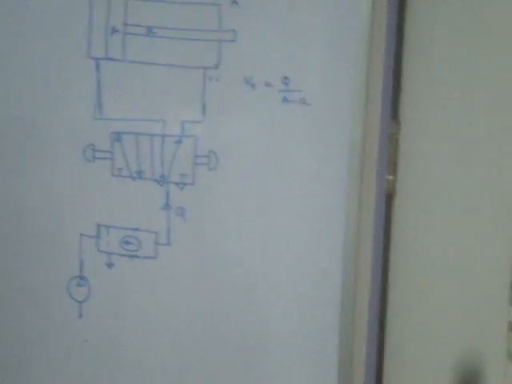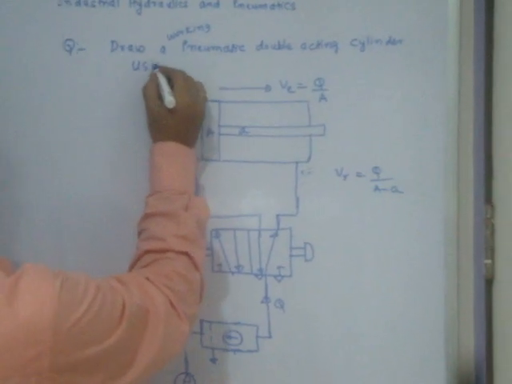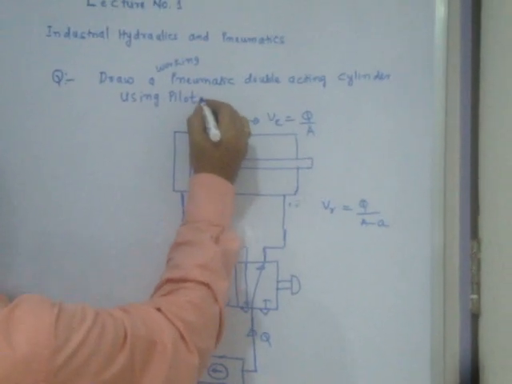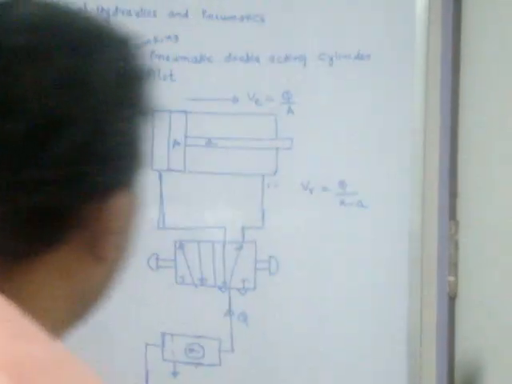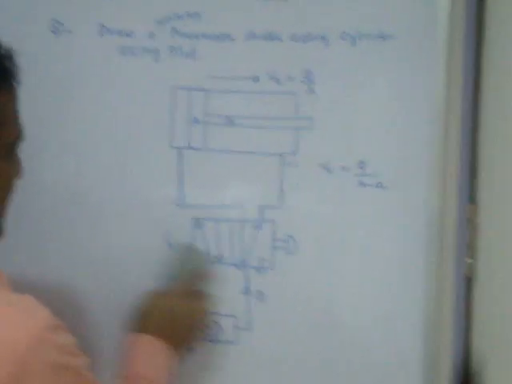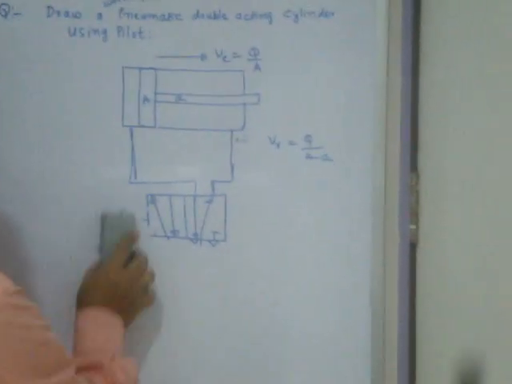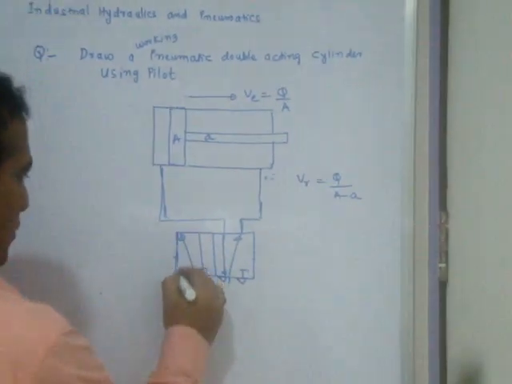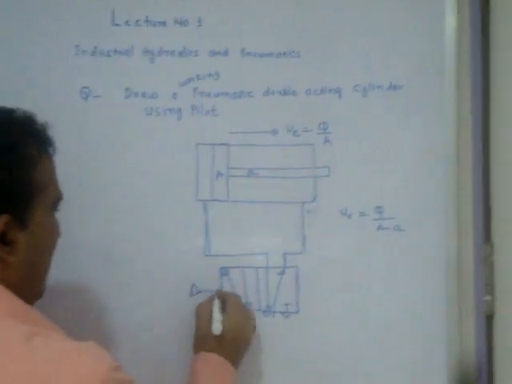But usually the same question will ask, draw the working of a pneumatic double acting cylinder using pilot. So this is very important. The same circuit I can use with pilot, so what is the disadvantage? I have to apply more force actually. In some complicated circuits I have to use pilot only. The pilot symbol is like this.